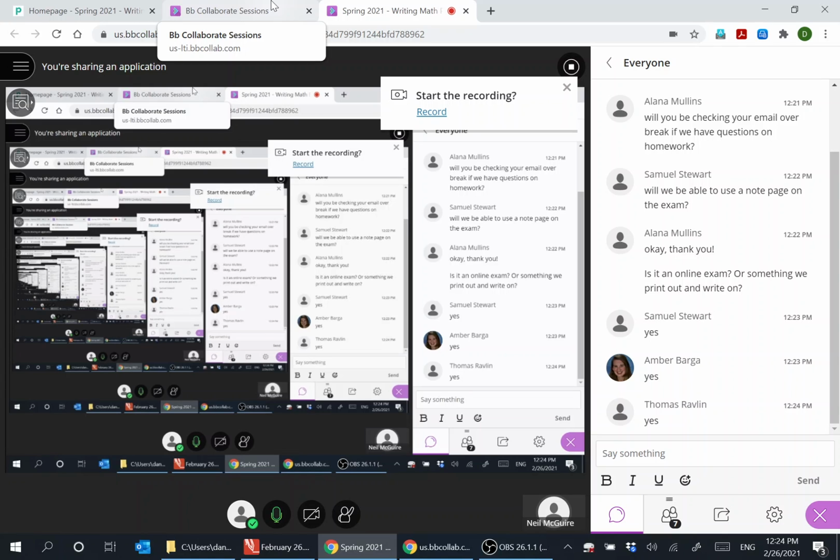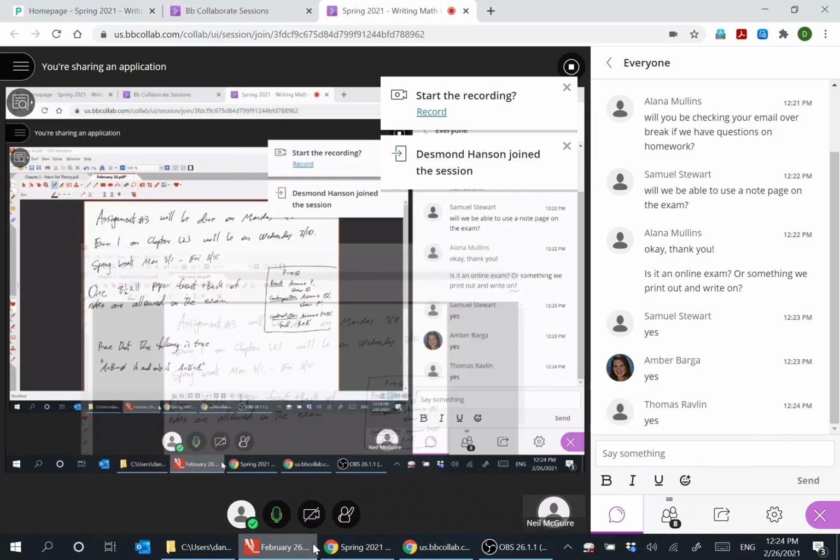So this is just the easiest way to do it. And then you'll have time to scan your exam, and then you'll upload it to Dropbox just like the homework. I'll talk about that on Monday. Very similar to how we do the homework. All right.